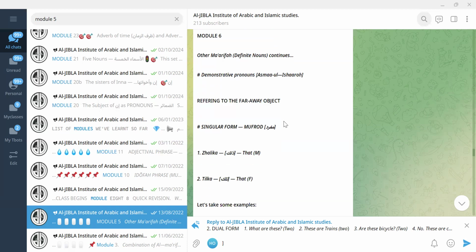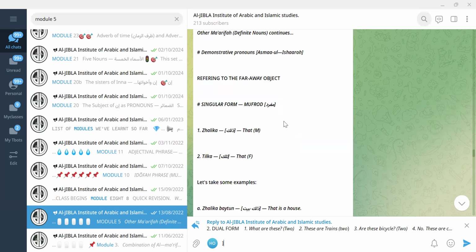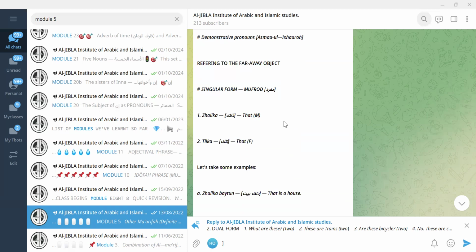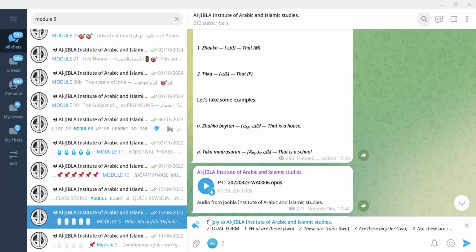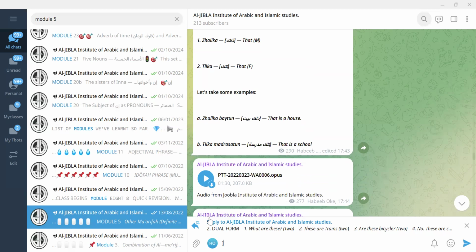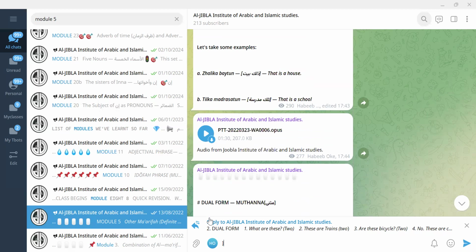All right. So module 6, let's look at what we have here. We want to talk about the ismul ishara that we use to refer to the faraway object, and that is ذلك. For masculine singular, you say ذلك, and for feminine, you say تلك. Let's take some examples. ذلك بيت, that is a house. تلك مدرسة, that is a school.